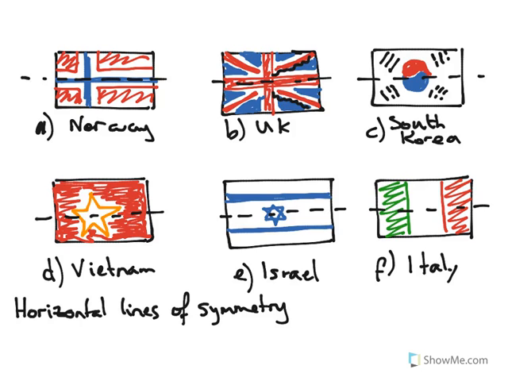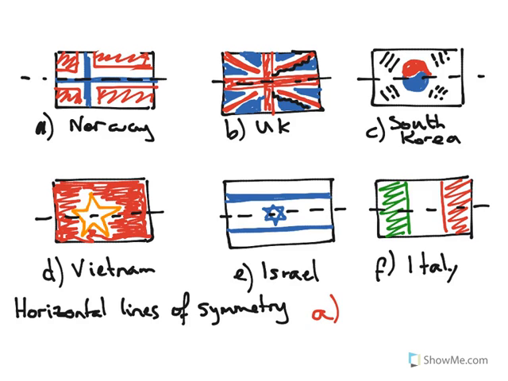If we look at the first flag, Norway, and put a line of symmetry, I've done this black dotted line straight through the middle, and then we look, does it look identical at the top of the line as it does at the bottom of the line? Yeah, we've got this red area up here, and we've got the red area underneath, exactly the same. So yes, Norway does have a perfect line of symmetry.